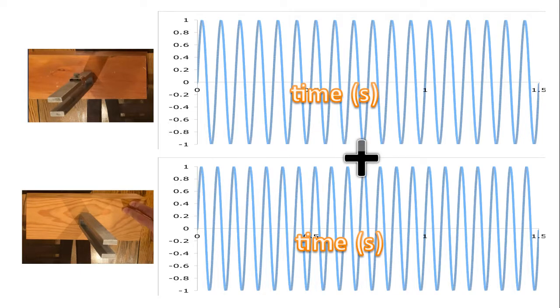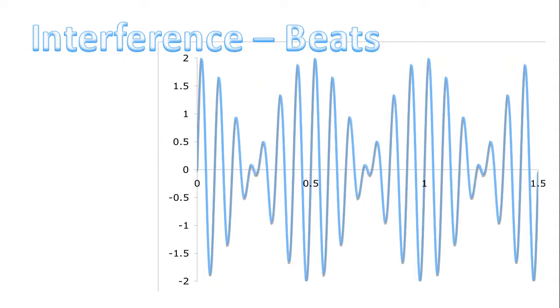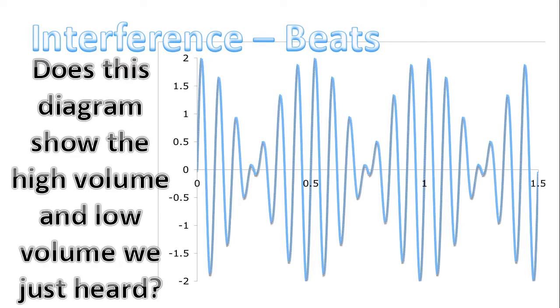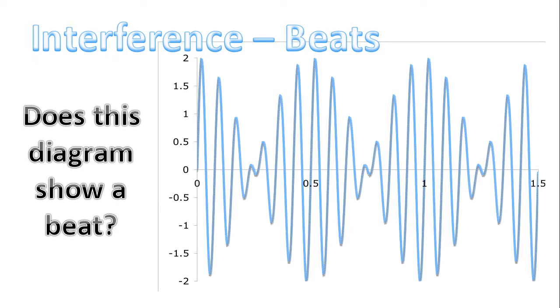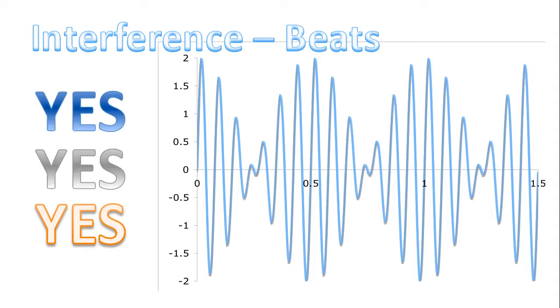To answer that question, we need to add the signals. And so this diagram here represents the added signal, the addition of those two waves. So the question is, does this diagram show the high volume and low volume we just heard? When we heard the beat, we heard a variation in volume. Does this diagram represent that? Does this diagram effectively show a beat? And the answer, resoundingly, is yes, it does.